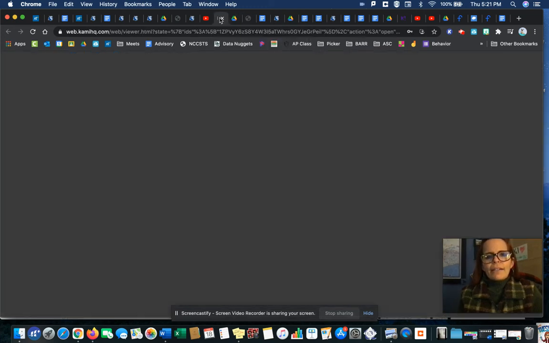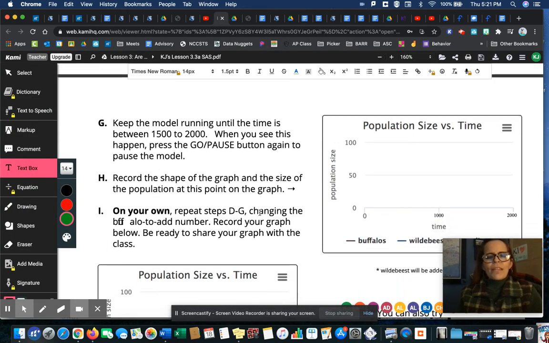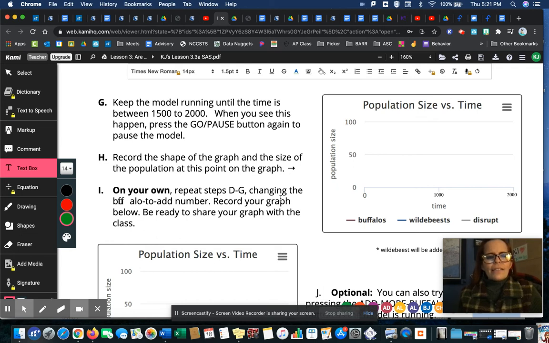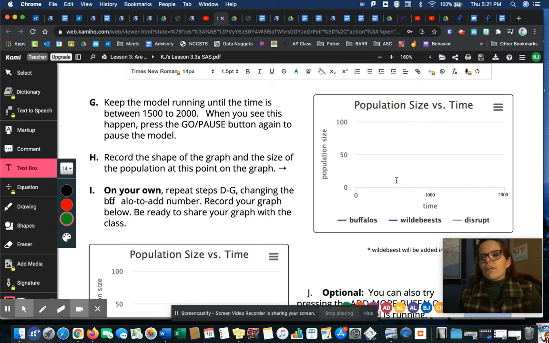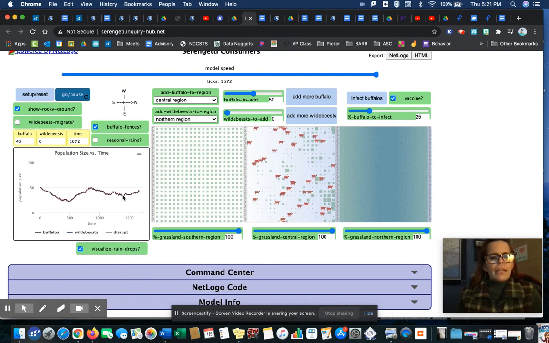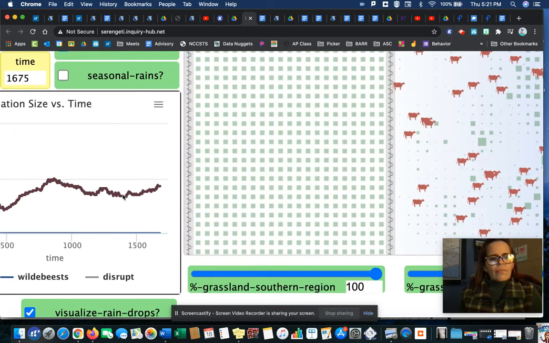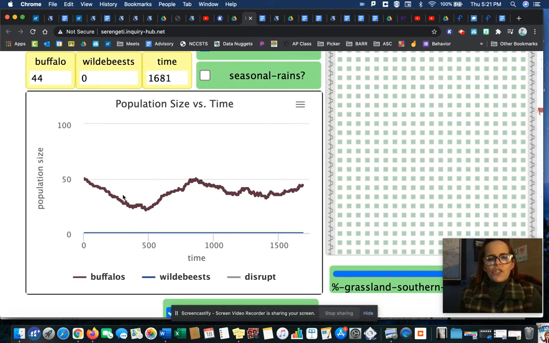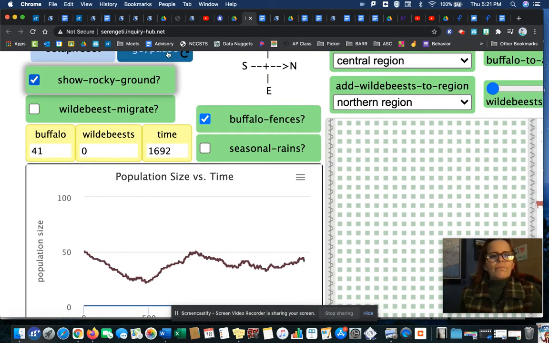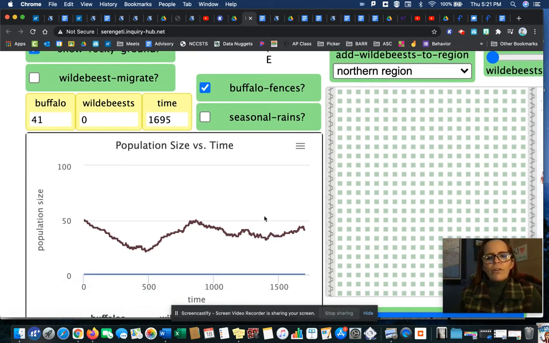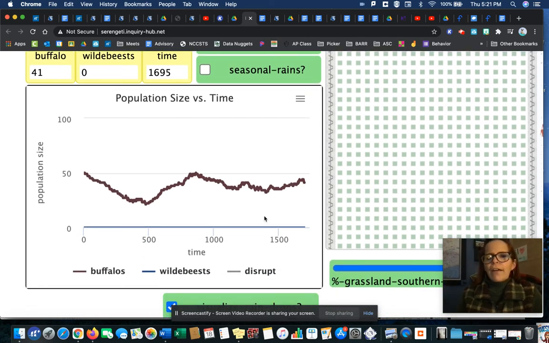So let's go back to our sheet. And it says, record the shape of the graph and the size of the population at this point on the graph. So go ahead, I'm going to show you the shape of the graph again, and I'll just make it really big. There we go. And then you can just draw that graph. I may as well pause it. Give me just a second to pause it. There we go. So this is what the graph looks like.